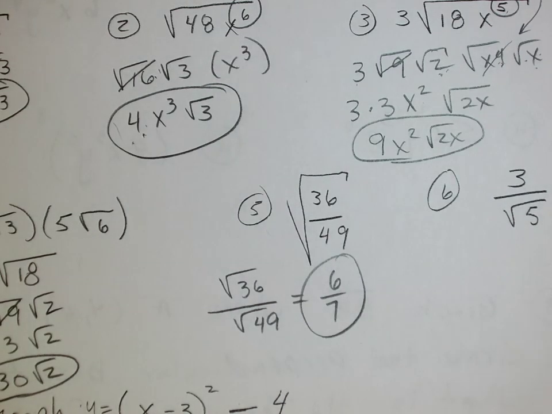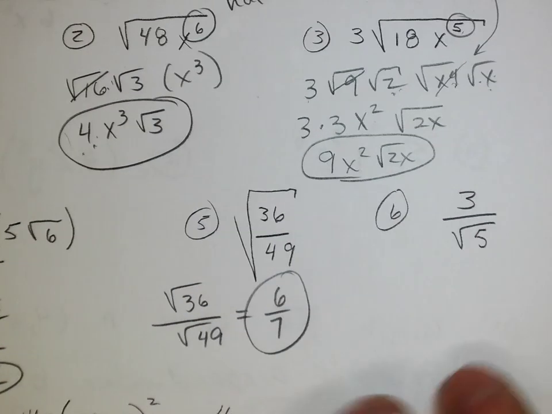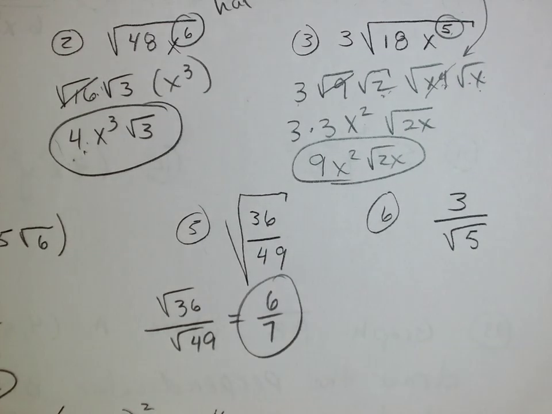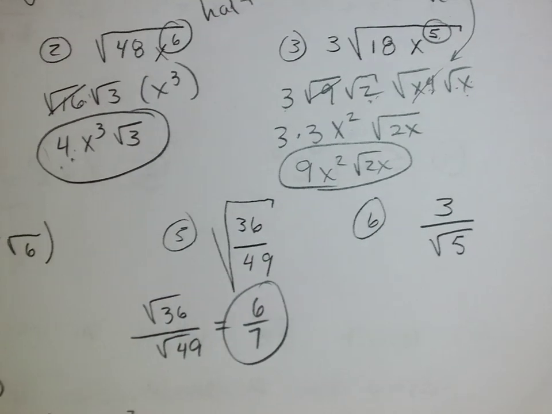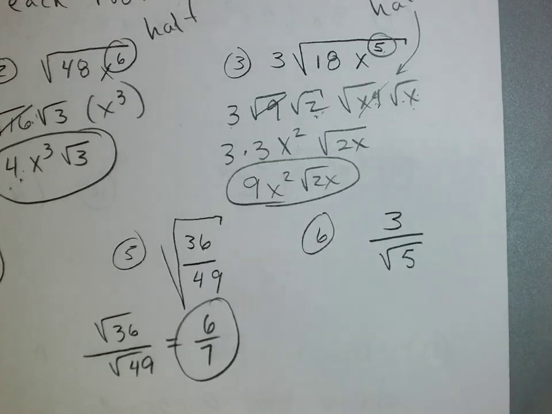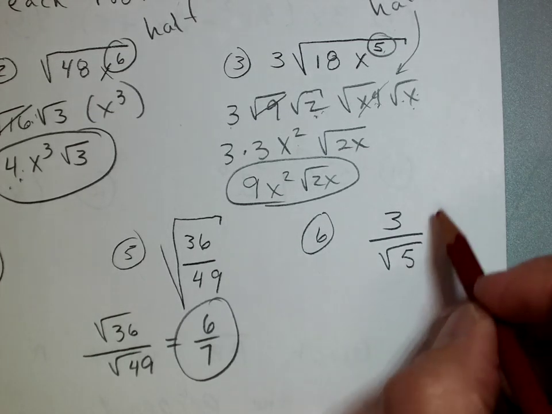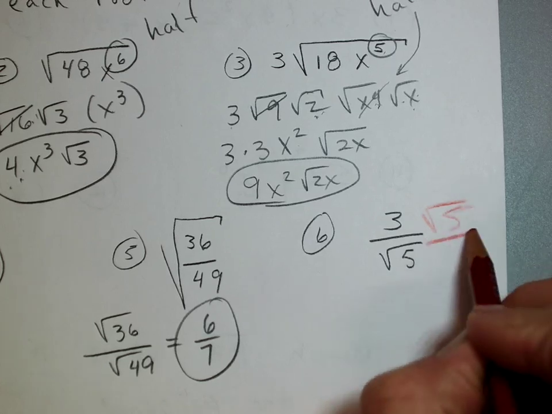Now 6, we get the problem. Okay, it's a silly rule, but it's a math rule. You can't have a square root in the denominator. Okay, so we fix the problem with the problem. The problem is square root of 5, so we multiply by the square root of 5 over square root of 5.